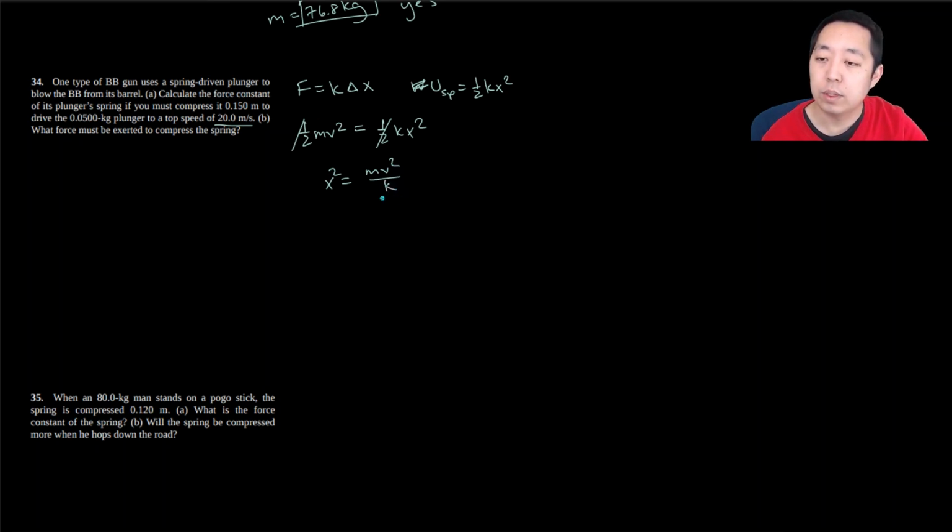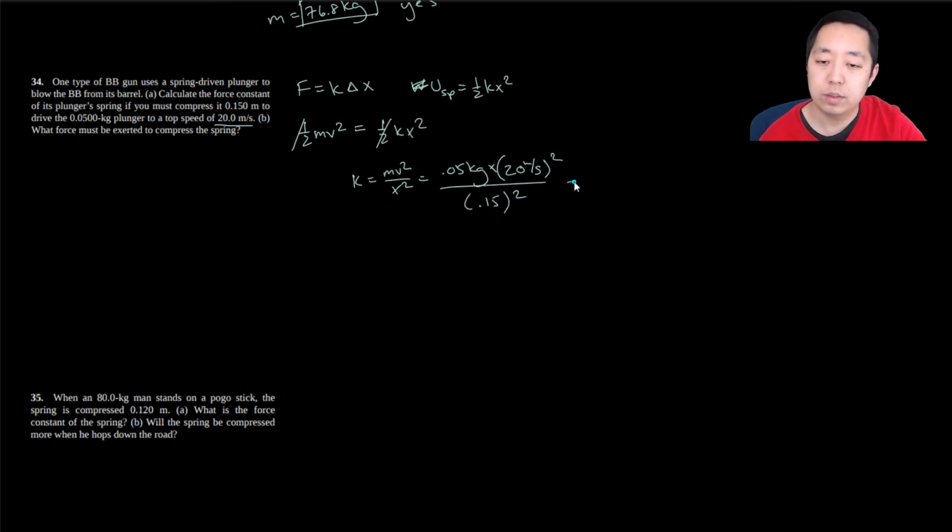No, actually, what do they want? They want the force constant, the spring constant. So they want a k. So k is just equal to mv squared over x squared. And mass is 0.05 kilograms. The velocity is 20 meters per second, squared, and then the distance is 0.15 meters, squared. I get 889 newtons per meter.